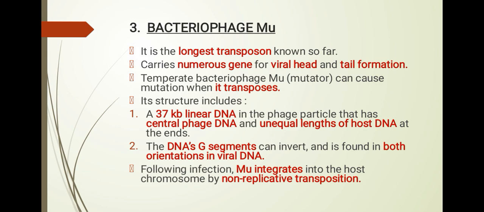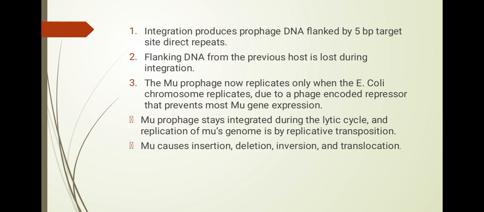Following infection, Mu integrates into the host chromosome by non-replicative transposition. Integration produces prophage DNA flanked by 5 bp target site direct repeats. Flanking DNA from the previous host is lost during integration. The Mu prophage now replicates only when the E. coli chromosome replicates, due to a phage-encoded repressor that prevents most Mu gene expression. Mu prophage stays integrated during the lytic cycle, and replication of Mu's genome is by replicative transposition.